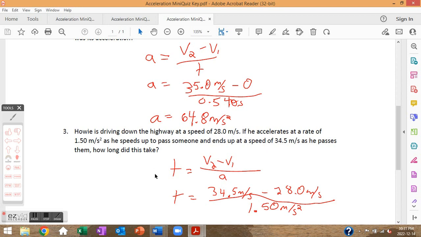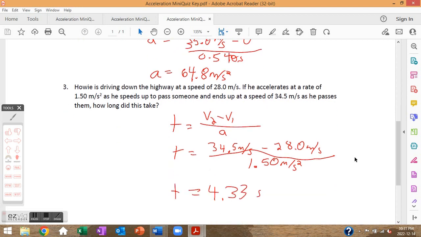All right, so here I've taken the original formula, which you can still see up here, rearranged it. Basically, I multiplied both sides by t, and then I divided both sides by a. And so t is equal to v2 minus v1, all divided by a. V1 is this 28, that was his original speed. V2, that's 34.5, and acceleration is 1.50. And working through the equation, we end up with 4.33 seconds. All right, we're going to move on to our next one in just a moment here.